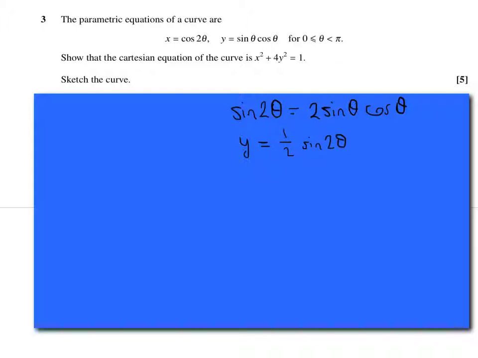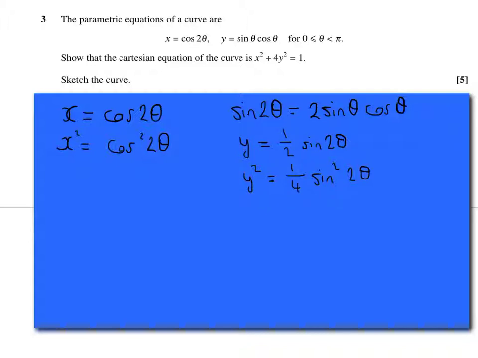And clearly we need an x squared and a y squared in our answer, so squaring this gives y squared is equal to a quarter sine squared 2 theta. Now looking at x, squaring gives, now you can see we have a cos squared and a sine squared.